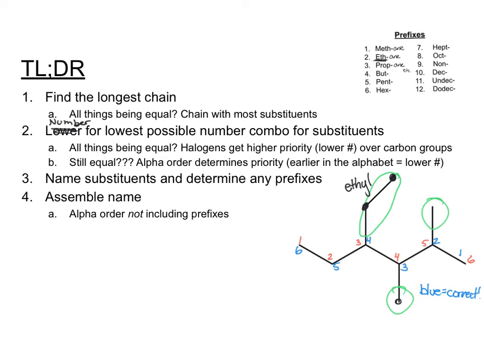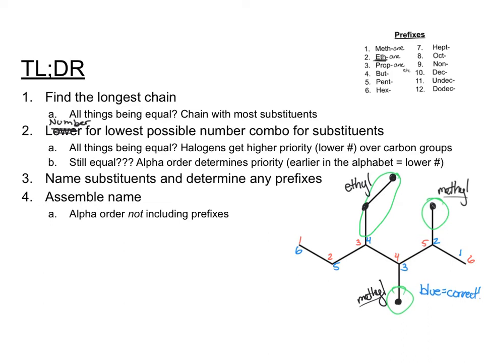Okay. As I work my way over here, I've got 1 carbon, so that's MET, and then YL, so methyl. And then here, also 1 carbon, so that's also a methyl. So alarm bells go off in my brain. I have 2 methyl groups. I'm going to need to also put a prefix in front of those substituents in order to make sure I can tell the reader that I have 2 of them.